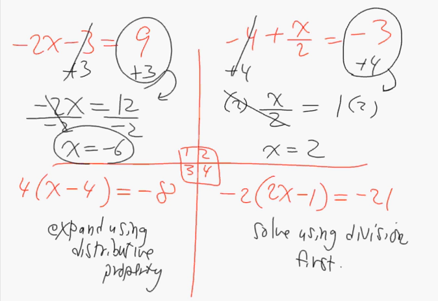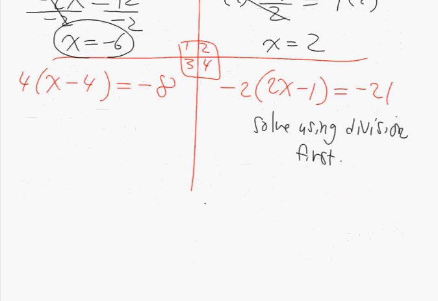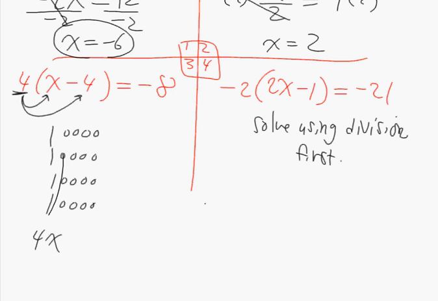Okay, in question 3 it says expand using distributive property. So what this means is, instead of having 4 groups of x minus 4, and if we think about that, an x minus 4 looks like this, and multiplying by 4 means I have 4 of them, not one of them, not 2 of them, but 4 of them. So when I see 4 groups of x minus 4, I really have 4 x's right here, and I really have minus 16 or negative 16.